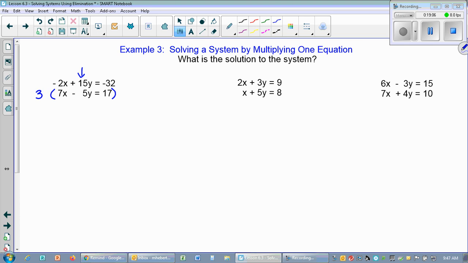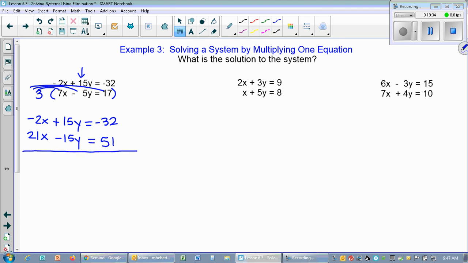So I'm going to rewrite it as negative 2x plus 15y is equal to negative 32. There were no changes made to it because it had the coefficient that I wanted, and that was 15. So now I'm going to distribute 3 times 7, making 21x. 3 times negative 5 makes negative 15y. And 3 times 17 is equal to a positive 51.